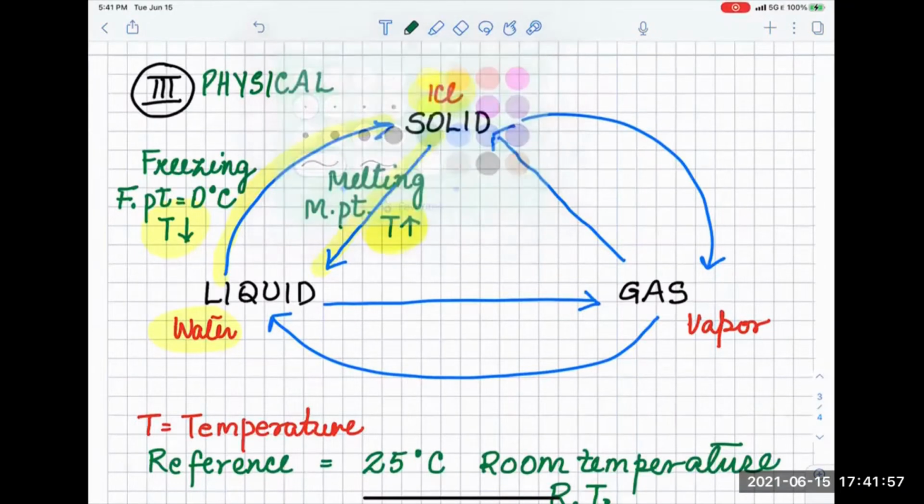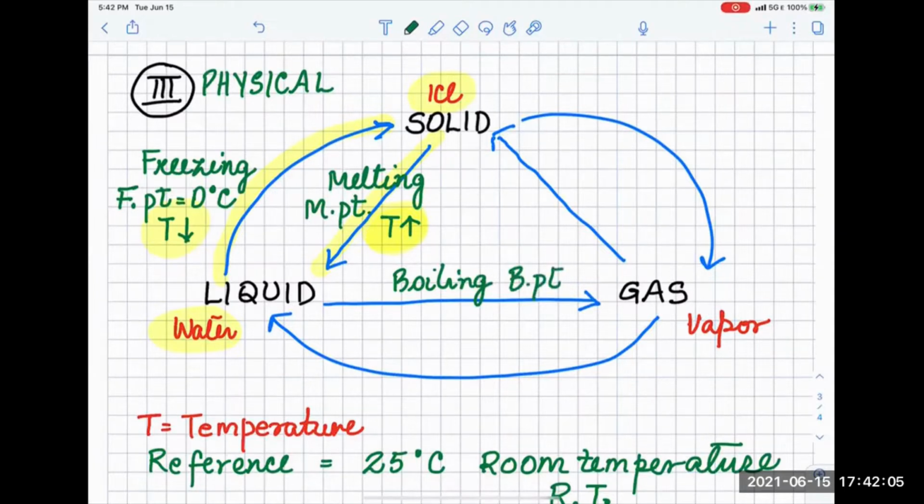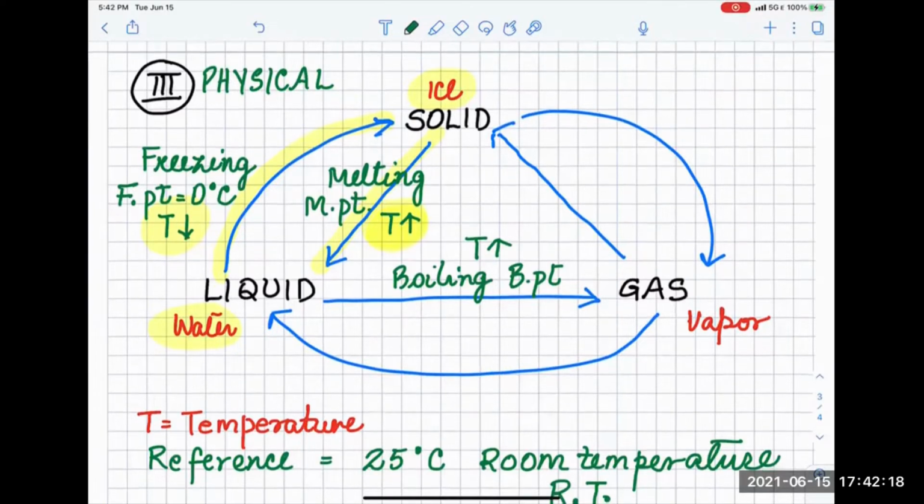Okay, next is liquid to gas, quickly. Boiling point. Boiling, very good, excellent. So when you boil things, they begin to heat up, but at a certain temperature only, you will see that the liquid converts to vapors. What about the gas converting to liquid? Condensation. Condensation, very good. So where do you see condensation?